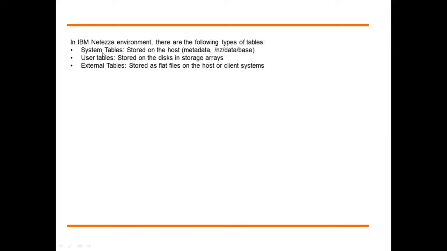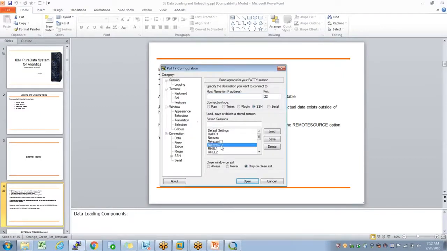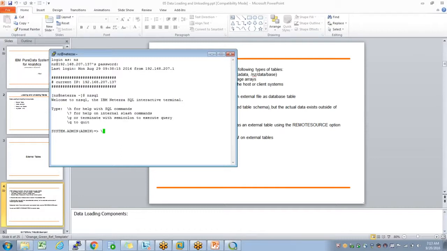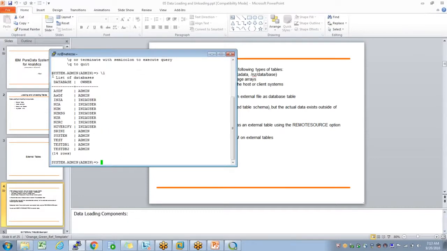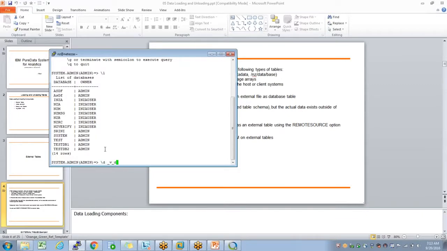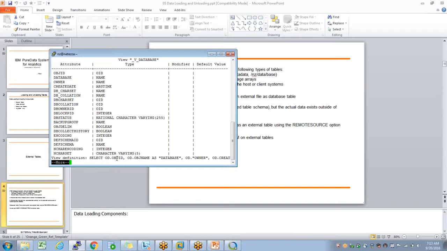One is the system table, for example _t_database. If I open that, when I log into nzsql and say \l, we see a list of databases, right? Where is this information stored? This information is shown in the _v_database view. But it's not stored in this view. These are indirectly stored in a table called _t_database.